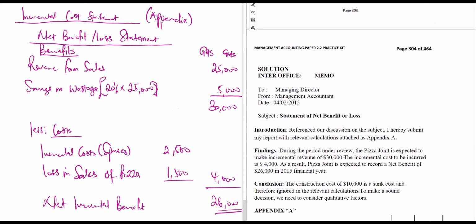You see these calculations, we can add it as an appendix. So you see how you write it. Statement of benefit or loss, introduction. It depends on how I've analyzed the business and I've come up with the following conclusions. These are my findings, right?